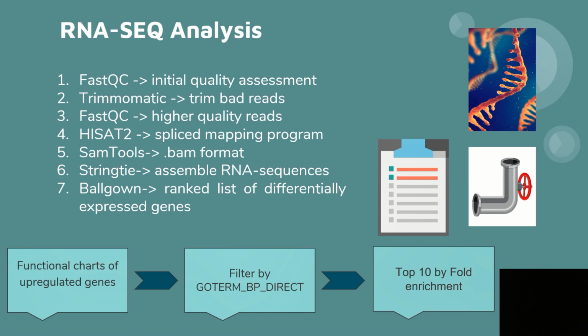FastQC serves as a quality assessment, after which Trimmomatic was used to trim low quality reads. FastQC was used again to see the overall quality after the trimming. Then HISAT2 was used to map the sequences to the fly genome. After this, we used SAMtools to reduce the size of the files so they could be stored locally. Then StringTie assembled the RNA sequences into possible transcripts. And finally, the Ballgown protocol was used to produce a ranked list of differentially expressed genes, which was the input for DAVID.